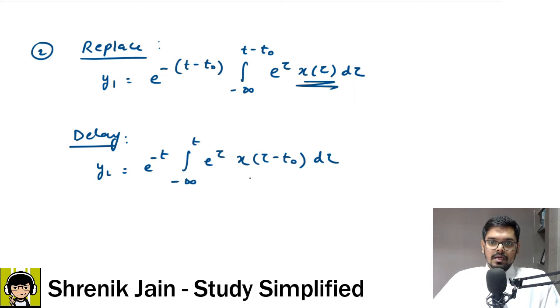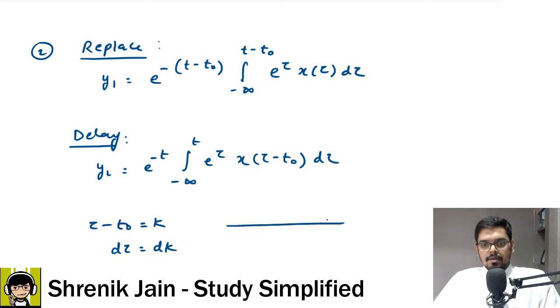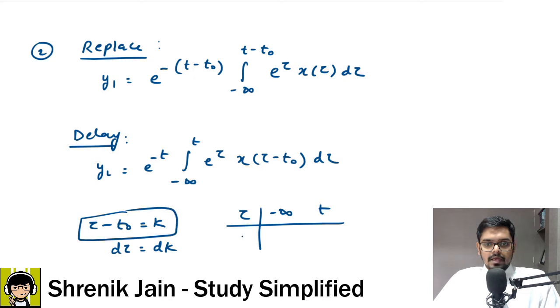Here it is not x of tau, so make them same. If I have to make this as x of tau, what should I do? For that you have to replace tau minus t naught as k. If I do that, differentiate on both sides, then d tau changes to what? Dk. Also change the limits. To change the limit, first see tau limits minus infinity and t, then see who is the new variable. K is the new variable. So if I place minus infinity instead of tau, the answer is minus infinity only. But if I place t, then k becomes t minus t naught.